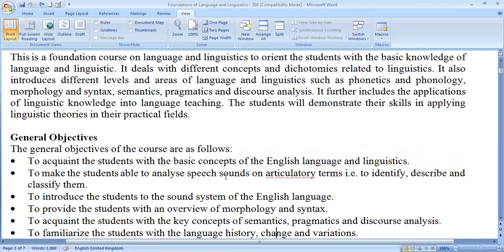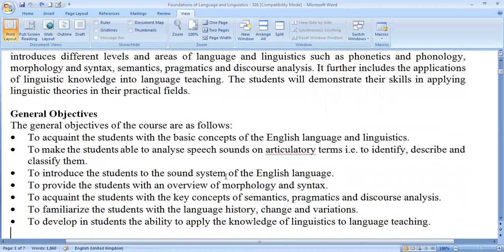The general objective of this course is to make the student familiar with the basic concept of English language and linguistics, and also to make the students able to analyze speech sound in articulatory terms, that is to identify, describe, classify different types of sounds. There are how the sounds are produced. This course talks about this.